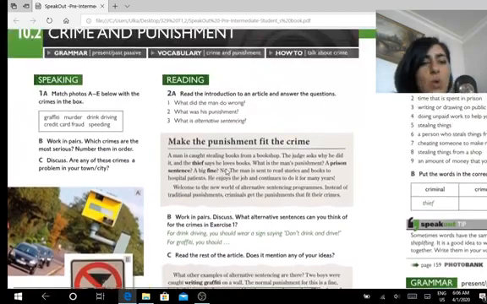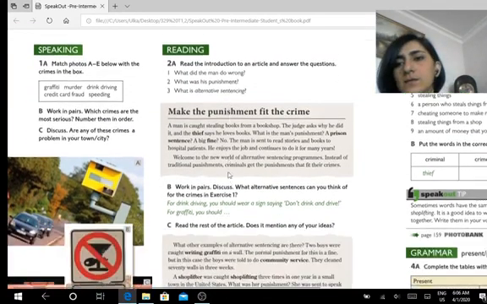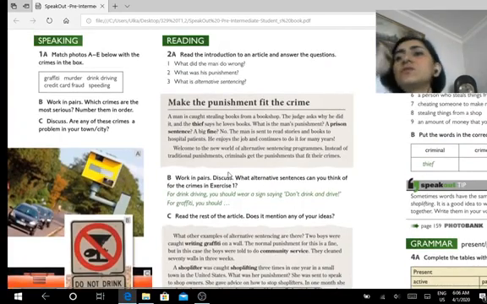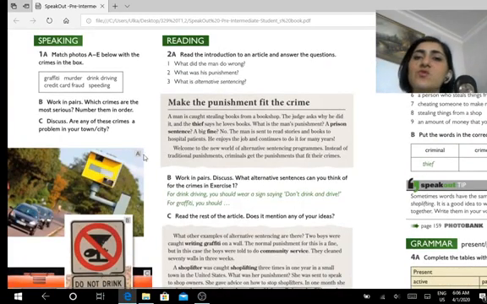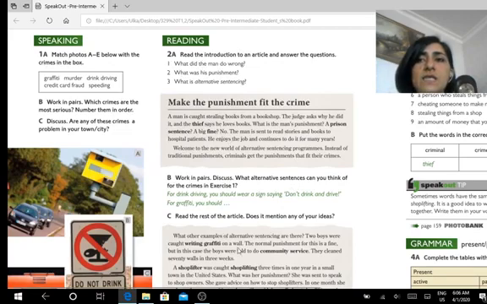Next, you go to exercise 2A and C. So there is a short reading. You know, we sometimes do these short readings, mostly scanning. You will quickly go over the text. It's called "Make the Punishment Fit the Crime." So here you have 3 questions. After you read this text, you have 3 questions to answer.